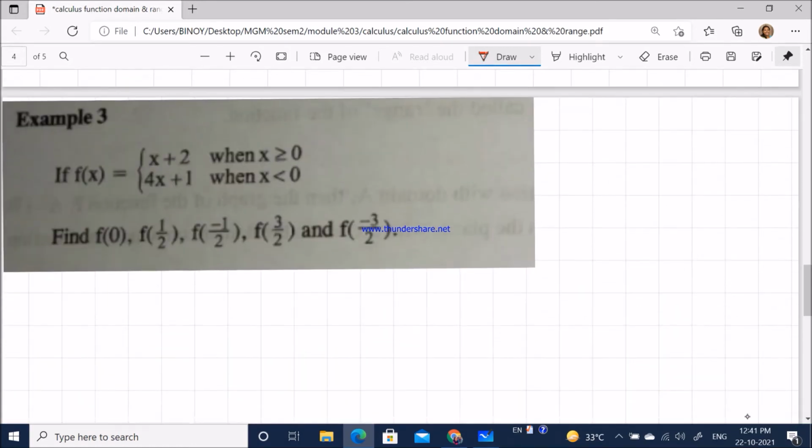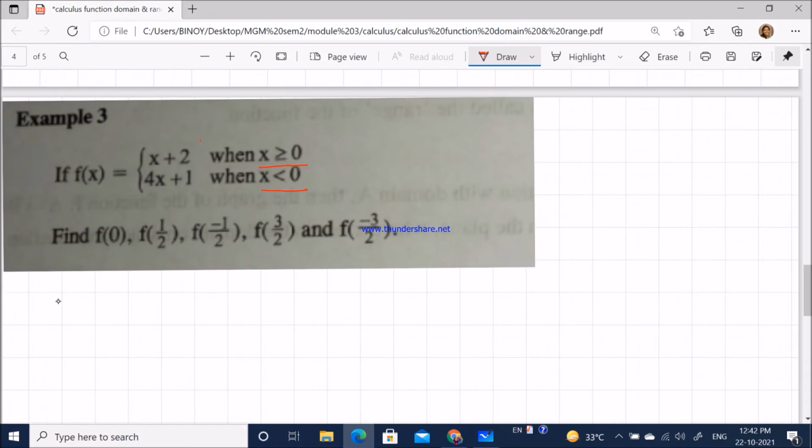Now here we have given an f of x with a particular condition: the first applies when x is greater than or equal to 0, and the second condition works when x is less than 0. So first, if x is greater than or equal to 0, we need to apply the equation x plus 2, or if x is less than 0, we need to apply 4x plus 1. Less than 0 means it will always be a negative number, and if x is greater than or equal to 0, it will be a non-negative number.